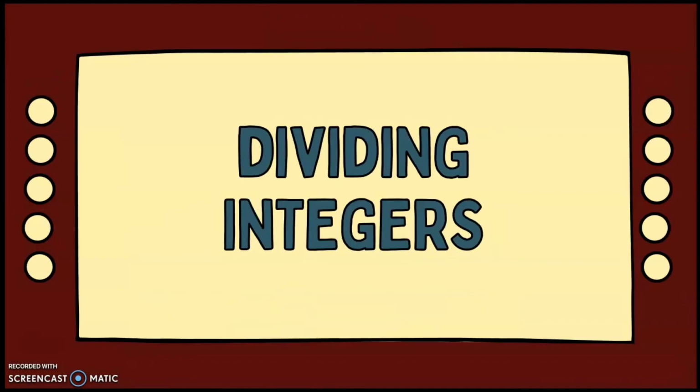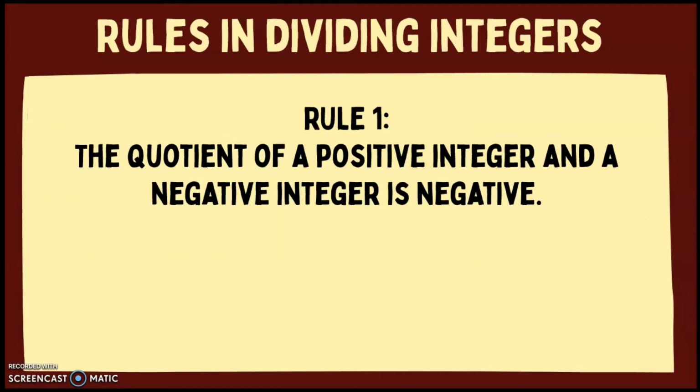Now, let's move to dividing integers. So actually, the same rules apply to dividing integers. But in this case, we no longer multiply numbers but divide. So rule number 1, the quotient of a positive integer and a negative integer is negative. So same rule with multiplying integers. So whenever you are dividing a positive number with a negative number, the result is a negative number.